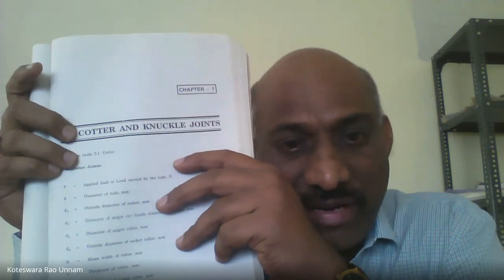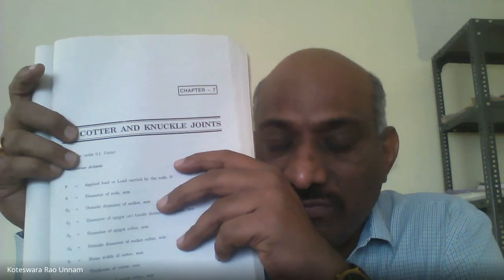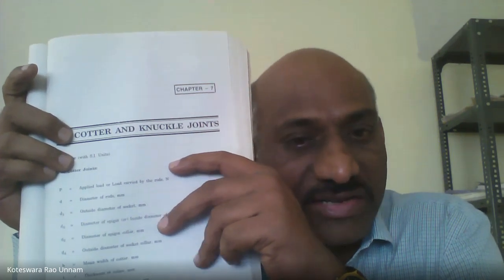The cotter joint may be either a socket and spigot joint, or a sleeve and cotter joint, or a gib and cotter joint. Now you can see that P, the first notation he has given, is the applied load or load carried by the rod, expressed in newtons. Then he has given D, the diameter of the rods. D1 is the outside diameter of the socket. D2 is the diameter of the spigot or inside diameter of the socket.